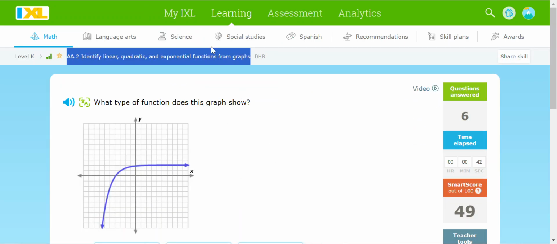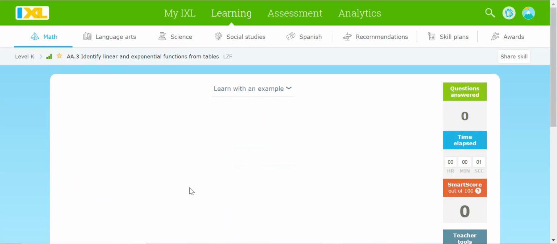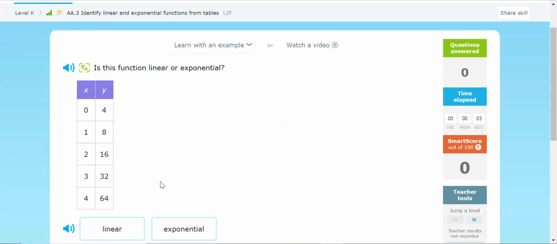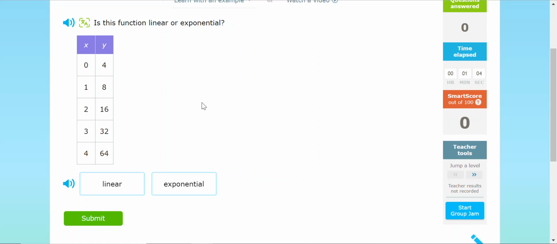So I'm going to open up AA3. Oh, this is part of today's lesson, so I'm really, really glad that we're doing this. Hold on, let me set up the digital writer. All right, so this one is AA3.